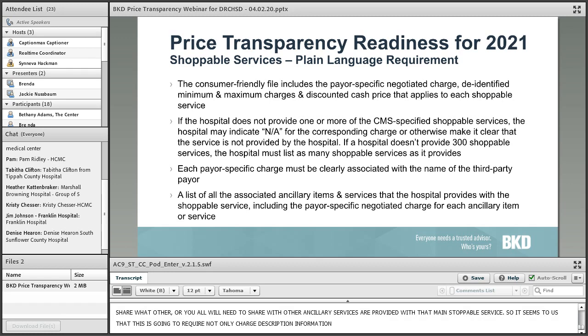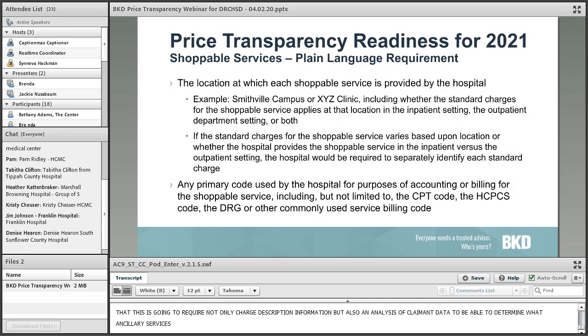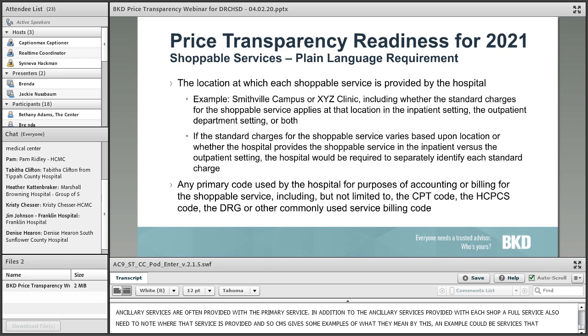And I'll show you some examples of how, at least how CMS envisions this happening. And you will also need to share what other ancillary services are provided with that main shoppable service. So it seems to us that this is going to require not only charge description information, but also an analysis of claim data to be able to determine what ancillary services are often provided with the primary service.